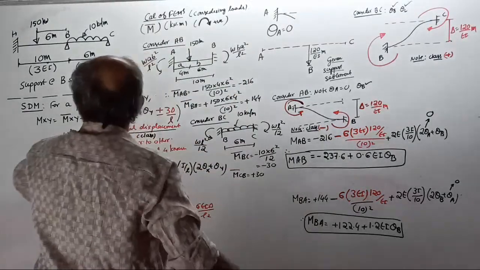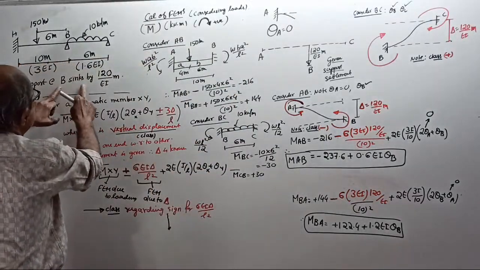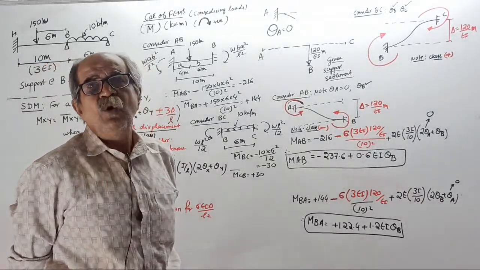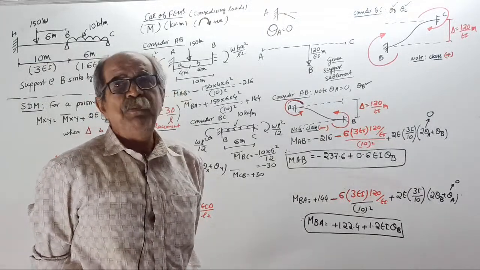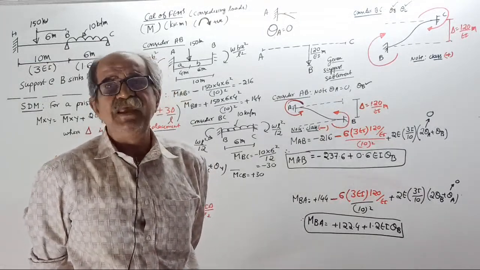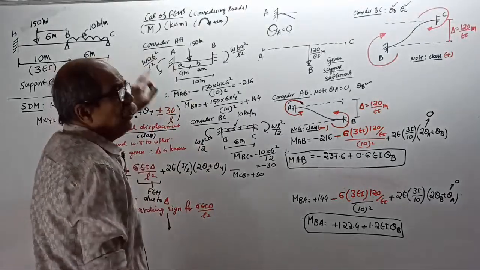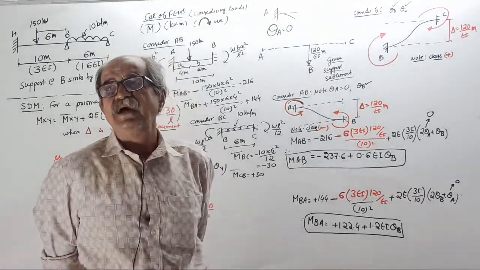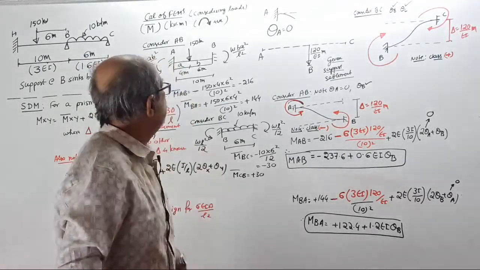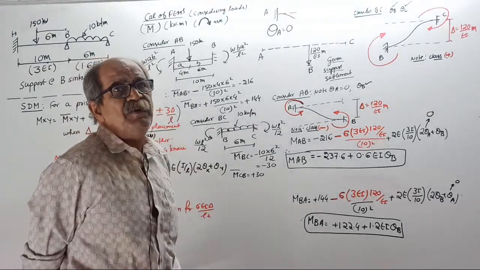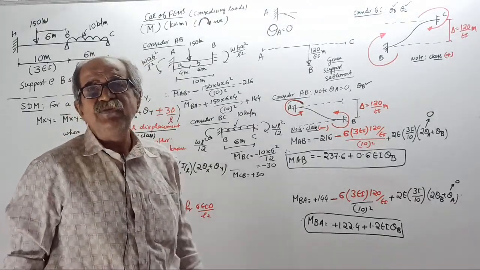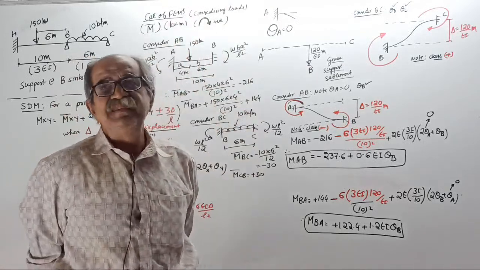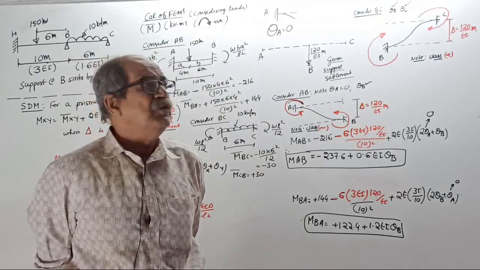See, I am giving here support at B sinks by 120 by EI meter. Because you know, in case of beams, slope or deflection always comes in terms of EI. Last time I gave: support A rises by 8 mm, support B sinks by 12 mm, etc. Numerical value. But this time, instead of numerical value, it is given in terms of EI. Why? Because actually the deflection comes in terms of EI only. But then they substitute numerical EI and give the value.